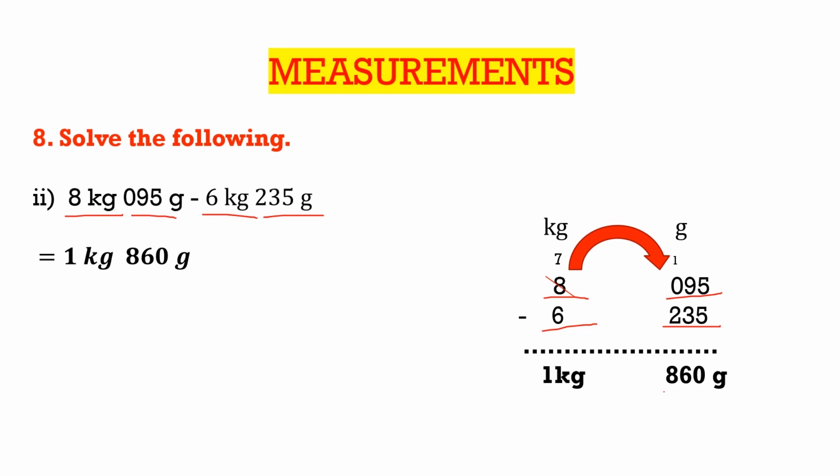Now move to the kilogram column. This 8 becomes 8 minus 1, 7, as we have carried over from the kilogram column to the gram column. Now subtract 6 from 7. 7 minus 6 is 1. So we get 1 kg. Write down 1 kg. So 8 kg 095 gram minus 6 kg 235 gram is 1 kg 860 gram.